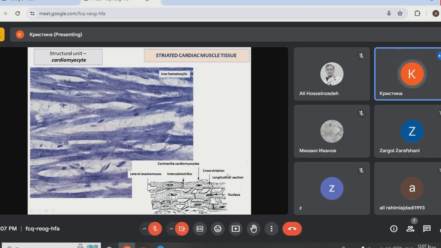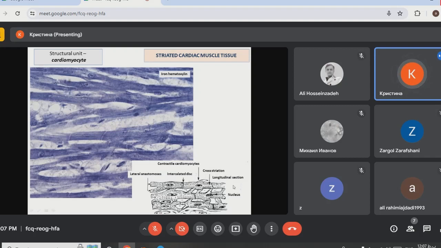As you can see in this diagram, the cardiomyocytes are branching cells. They have branches which are called lateral anastomoses. Lateral anastomoses allow the cardiac muscle cells to contact with each other and to form a network.